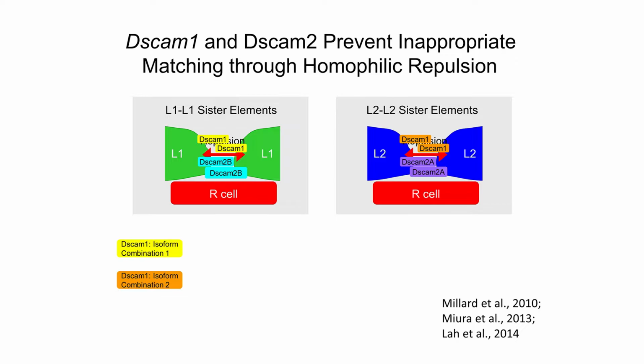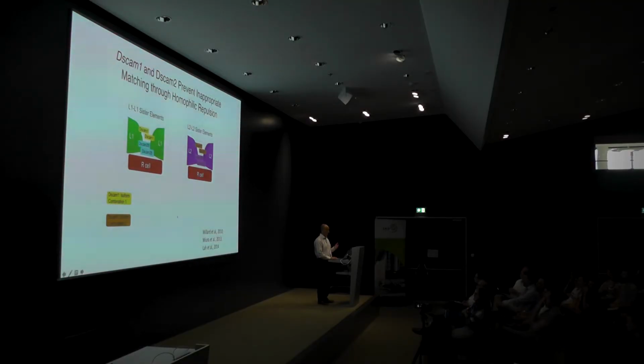For DSCAM1, it's through stochastic or probabilistic expression. Each gets a unique identity. For DSCAM2, it's expression of two different isoforms in a deterministic fashion, where L1 always expresses the 2B isoform and L2 always the 2A isoform. That now makes them recognize self as self, and that's a repulsive interaction. L1 and L2 repel one another, and this is permissive to pairing of L1 and L2, and obviously other types of cell recognition molecules must be involved in making this synapse.